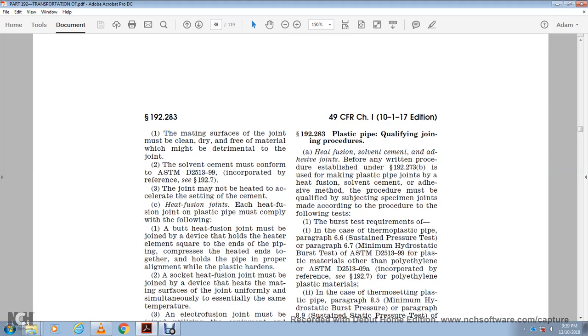192.283, plastic pipe: qualifying joining procedures. Heat fusion, solvent cement, and adhesive joints: before any written procedure established under 192.273(b) is used in making plastic pipe joints by heat fusion, solvent cement, or adhesive, the procedure must be qualified, and joints made according to the procedure must be subjected to the following tests. The burst requirements: in the case of thermoplastic pipe, paragraph 6.6 or 6.7. Sustained pressure: minimum hydrostatic test per ASTM D2513-99 for plastic material other than polyethylene; ASTM D2513-87, incorporated by reference, for polyethylene plastic material.